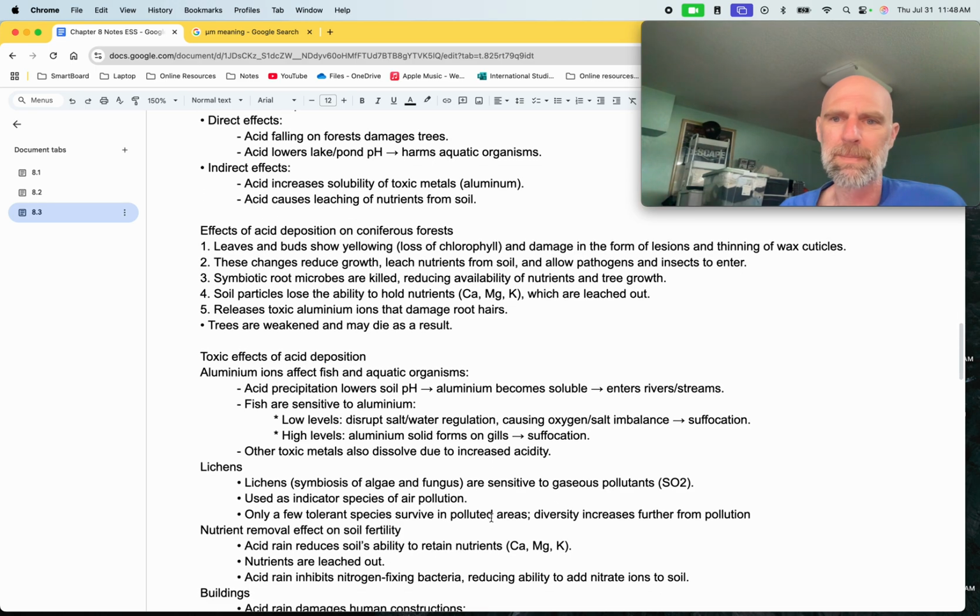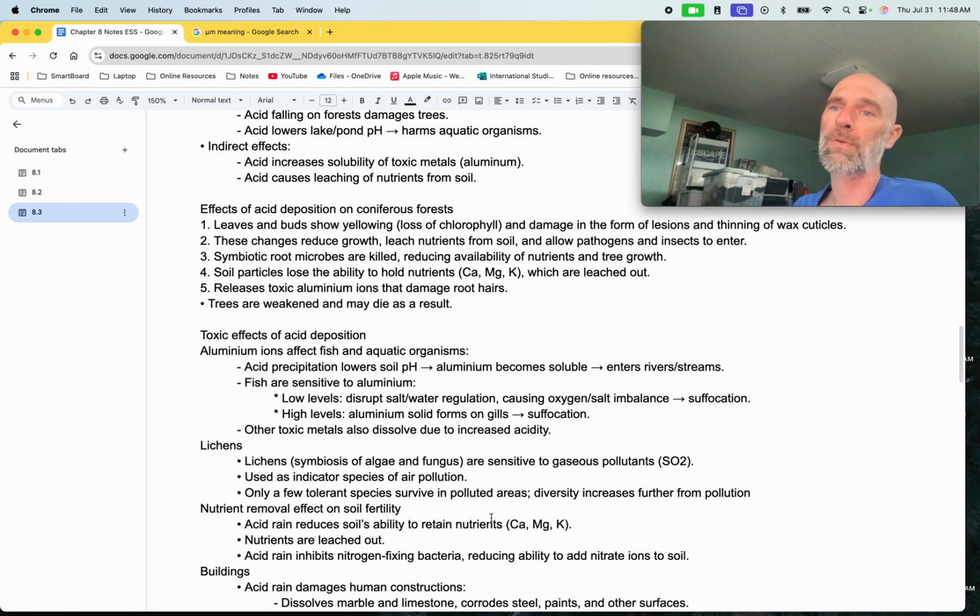Effects of acid deposition on coniferous forests, which are the ones we get quite a bit, I think, in Canada. Leaves and buds show yellowing, loss of chlorophyll, and damage in the form of lesions and thinning of wax cuticles. Ooh, I'm starting to have that a little bit with some plants in the hydroponic unit at school. Got to check into them. Starting to get some yellowing of the rosemary.